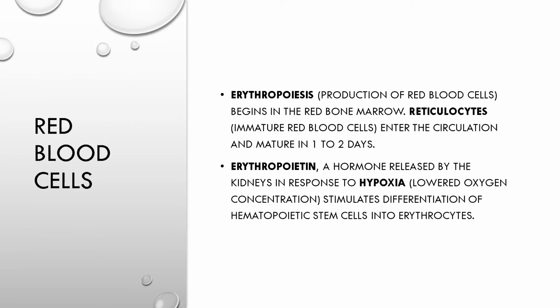So when your body needs new red blood cells, this is when erythropoiesis occurs. Erythropoiesis is the process of producing new red blood cells. Now this begins in the red bone marrow. Reticulocytes, which is kind of the official name for immature red blood cells, will enter into the circulation as immature red blood cells, and they mature within circulation in a couple days.